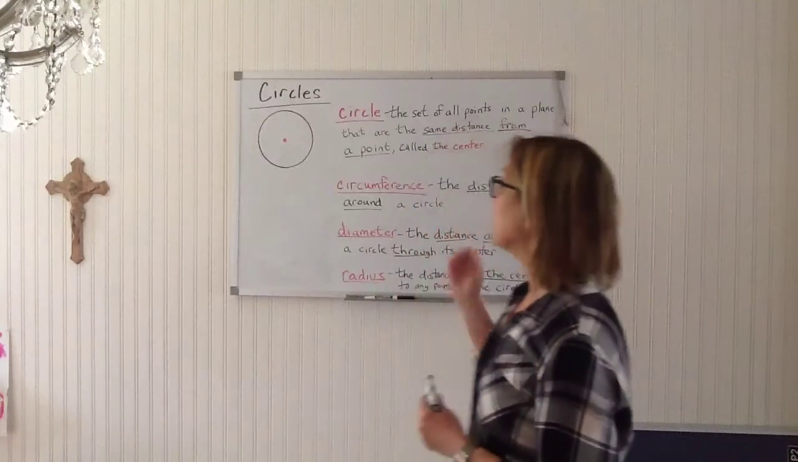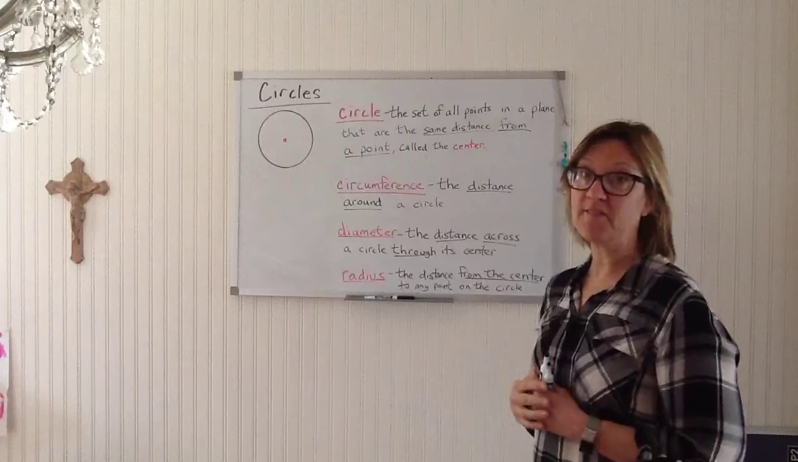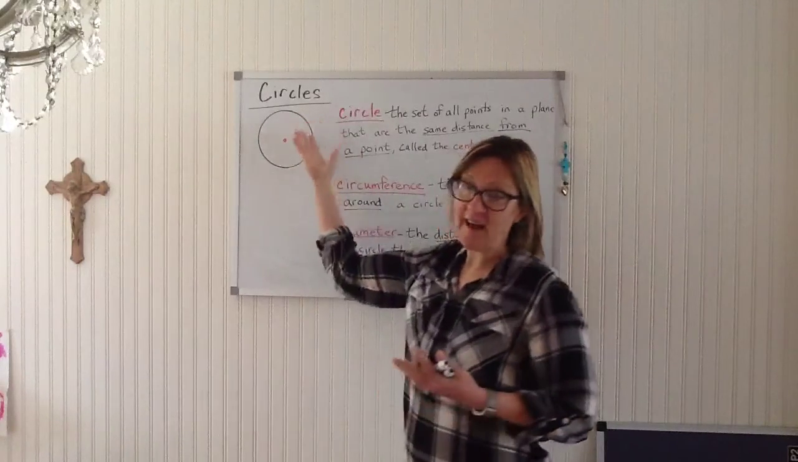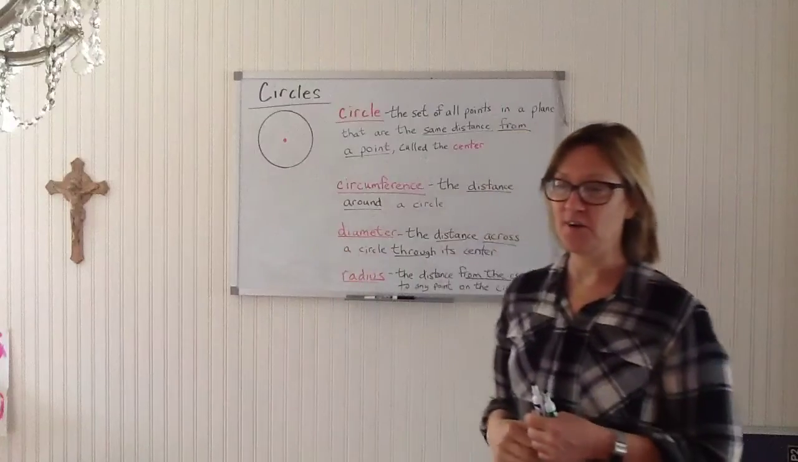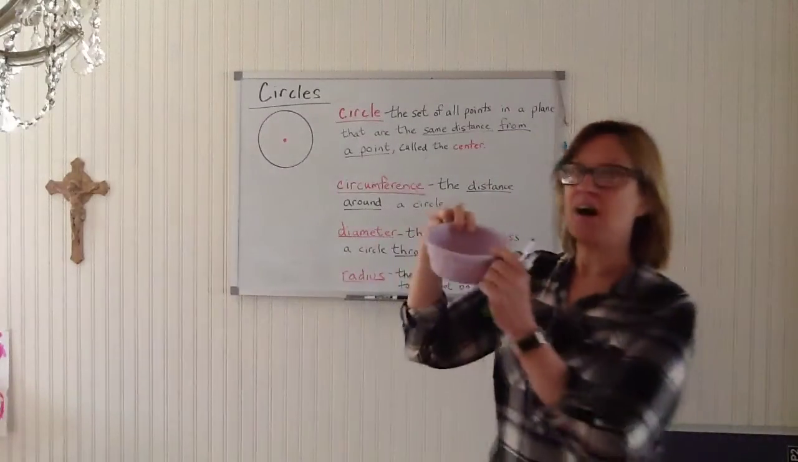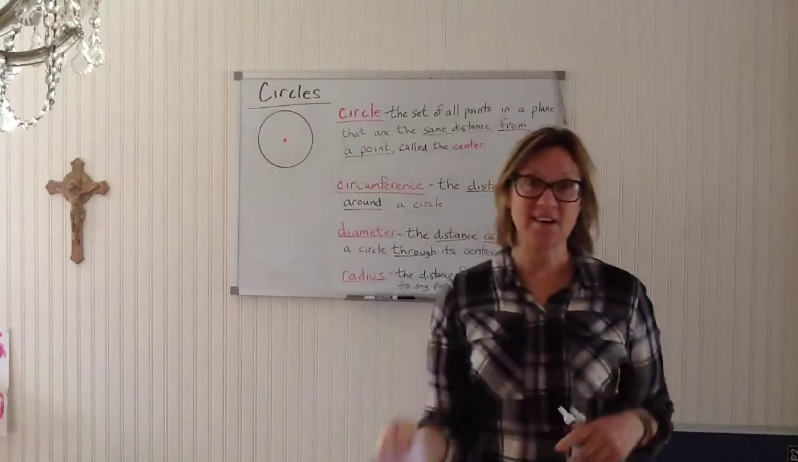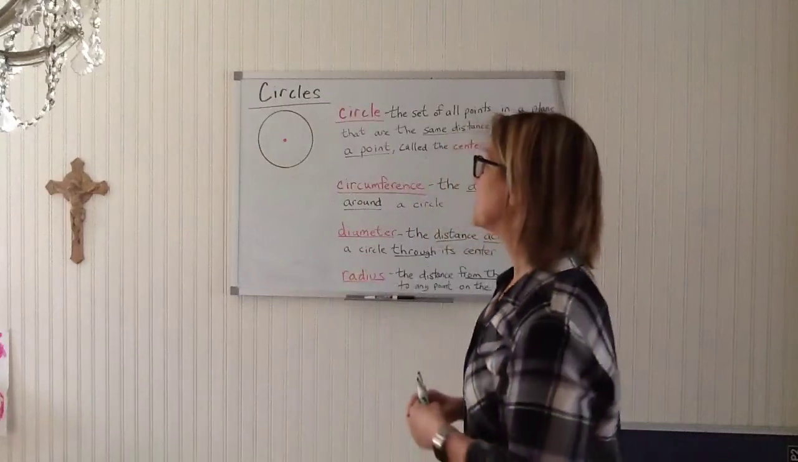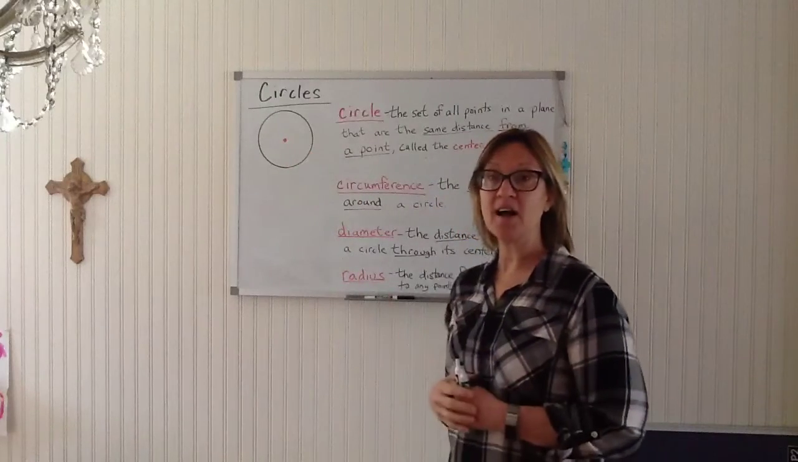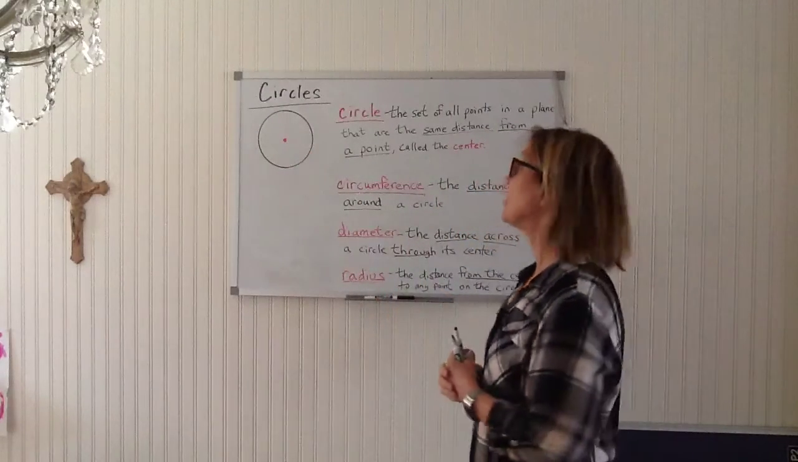So let's take a look here. We're going to start with a few definitions. I drew a circle to get us started. Obviously, you know that's a circle. And what I did was I used my dog's bowl to trace it because that's all I have. I wanted it to be a perfect circle. And then you see that point in the center. So I'm going to talk about the different parts to this circle.